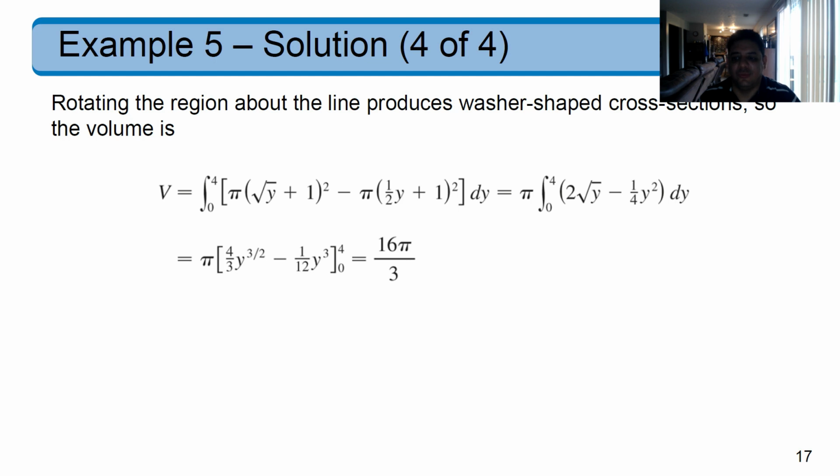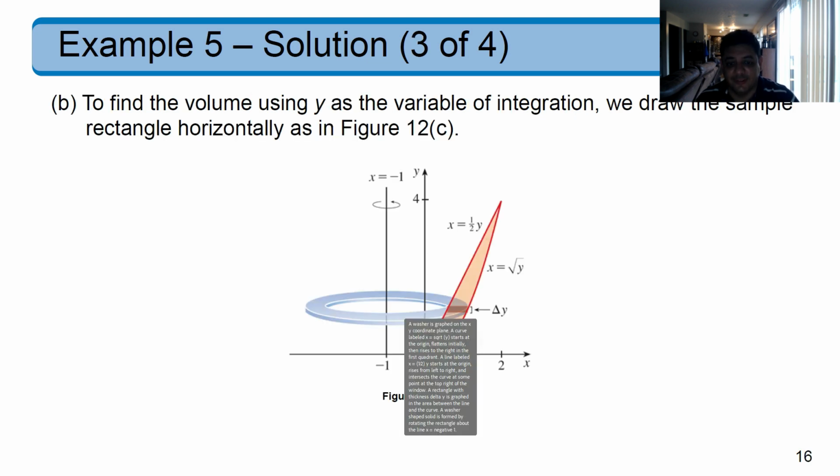And that's why the volume is established here as the integral from 0 to 4 of pi times the square root of y plus 1, squared, minus pi times 1/2 of y plus 1, everything squared. Once we compute this, we can open the binomials and simplify. Then we get that this is the integral from 0 to 4 of 2 square root of y minus 1 over 4 y squared. Then integrating this, we have 16 pi over 3 again. Notice that the volume coincides.